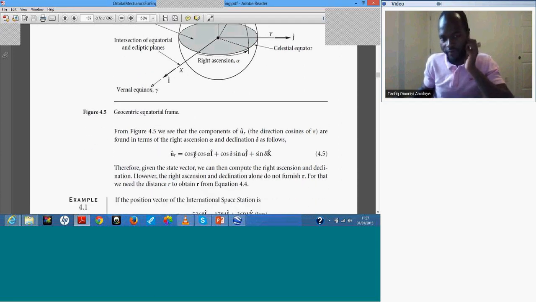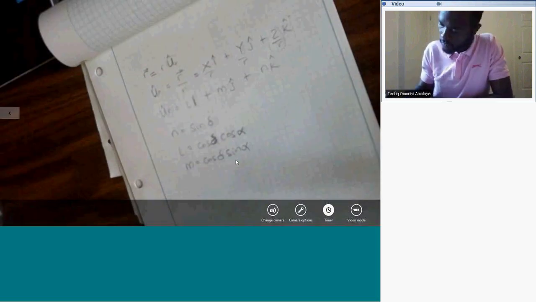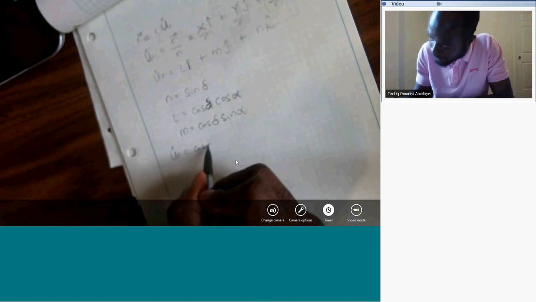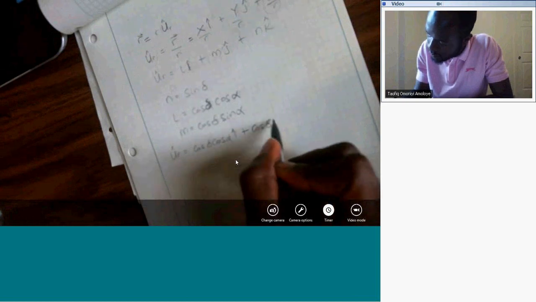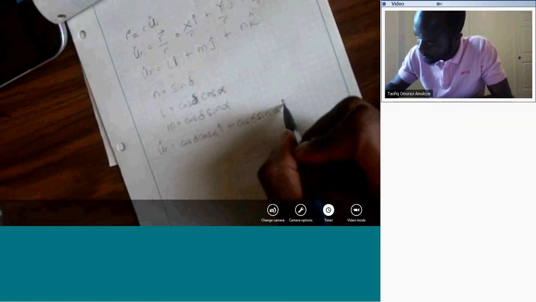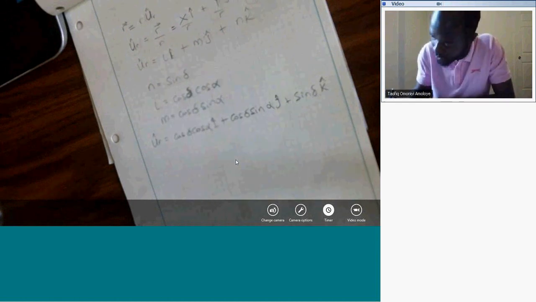One way, that means we can directly write that, substitute all this for R y over R and Z over R, or L, M, N there. UR to be delta plus delta sine alpha J delta, so plus delta. That is the position vector R, is R the magnitude times UR.